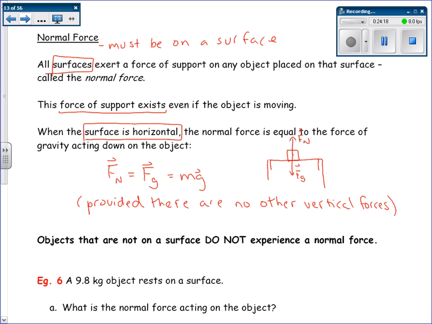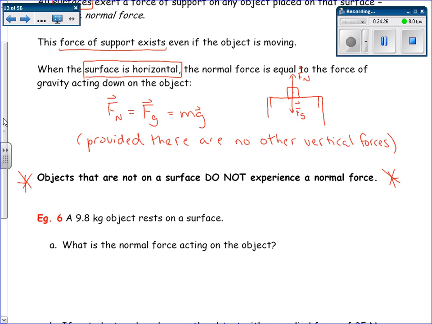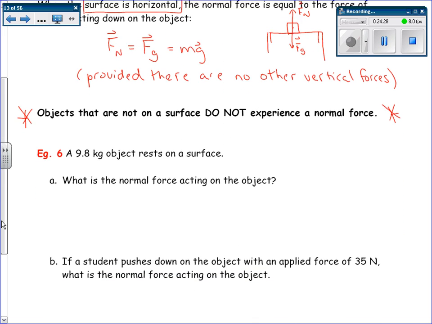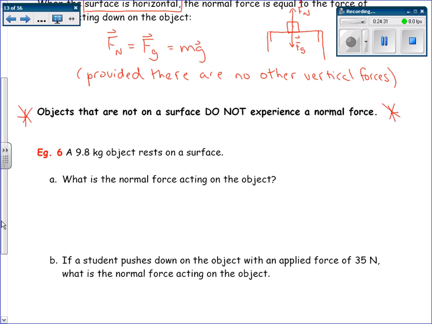So, and this is really important. Objects that are not on a surface do not experience a normal force. Okay, so if it's not sitting on a surface, there's no normal force there. So just a couple quick examples here. A 9.8 kilogram object rests on a surface. What is the normal force acting on the object? Oh, and to go back up here, this relationship is not on the formula sheet. So that's something you have to remember from doing free body diagrams of objects sitting on a surface.